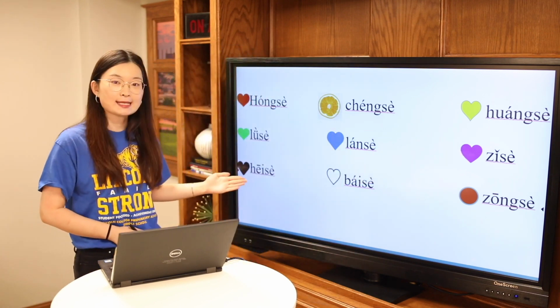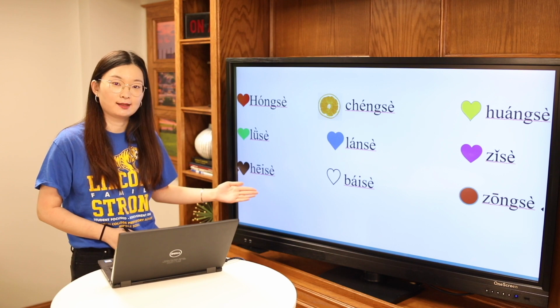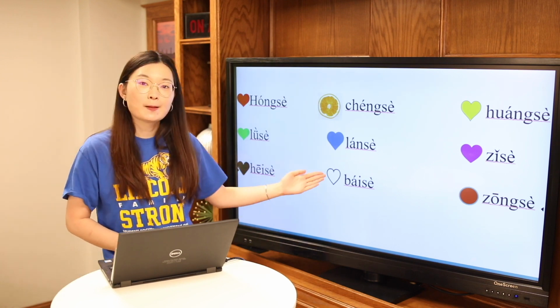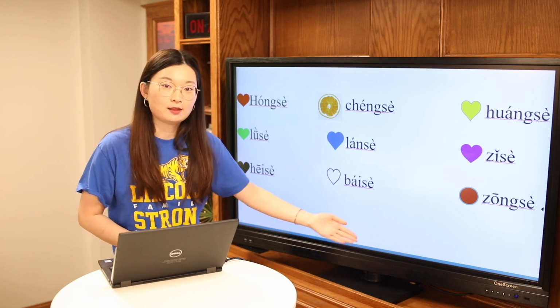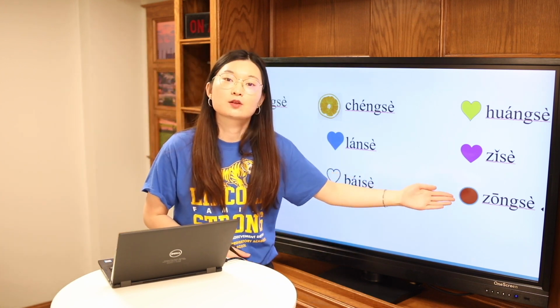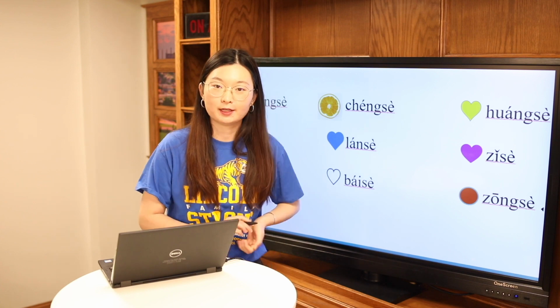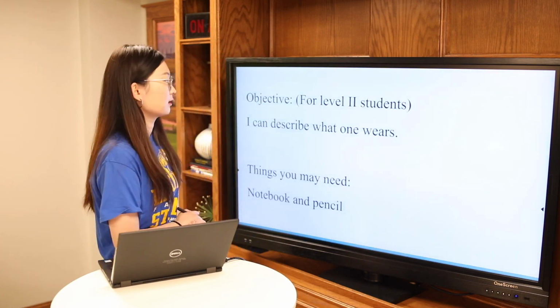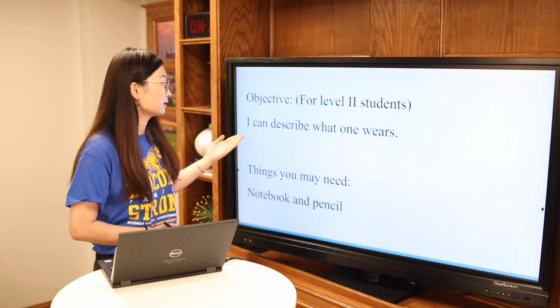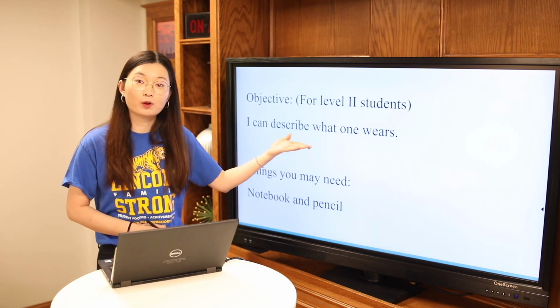Then we have 黑色, 黑色, the color black. And then 白色, 白色, the color white. And then we have 棕色, 棕色, which is brown. Okay, so today we're going to learn about clothes. And our goal today is I can describe what one wears.